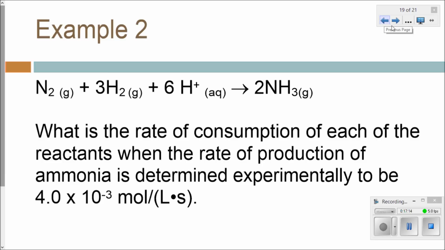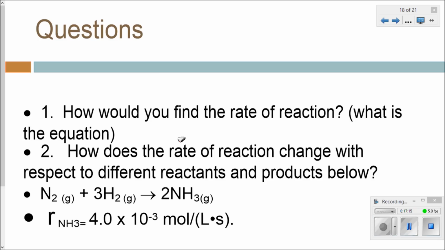I hope not anyways. So to summarize really quickly, how do you find the rate of reaction? Well, if you get equations on concentration and time, you can just do rate equals change in concentration over change in time. Now, the second thing that we learned is if we know the rate of one thing in a balanced chemical equation, we can just use the coefficients to find the rates of everything else. That's the end of the video.